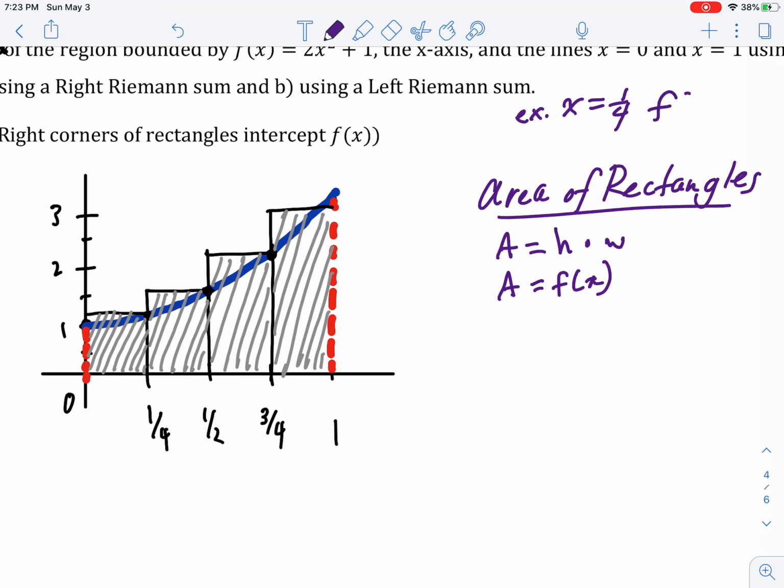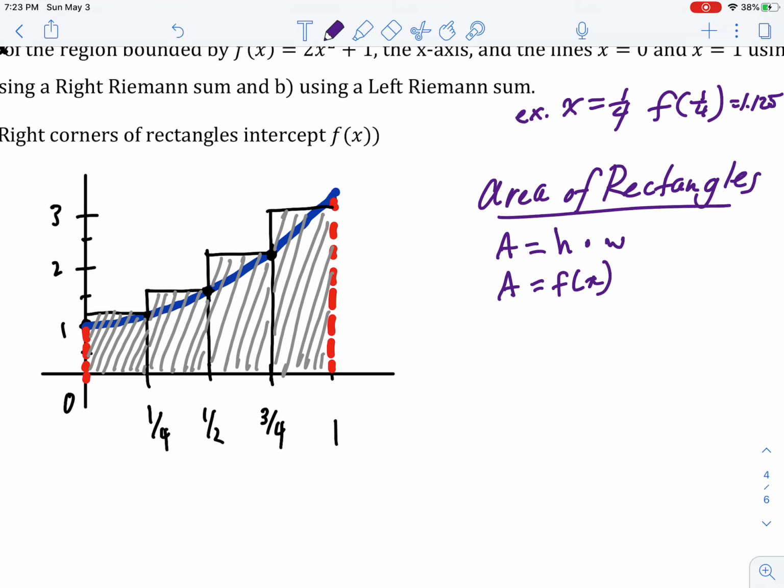Let me write this to the side. When x is equal to 1/4, f of 1/4 in this particular case was 1.125. And that is the height of that first rectangle, right? So you can see f of x is always going to be our height.